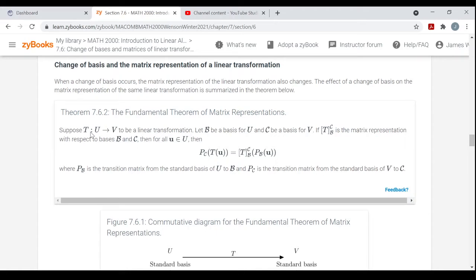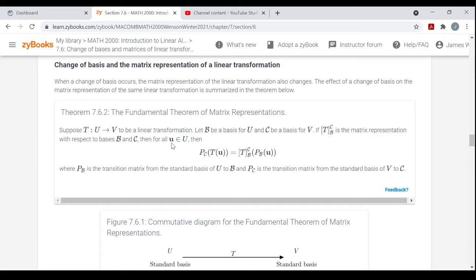So suppose T is a transformation from U to V, and it's a linear transformation. Say B is a basis for the domain, and C is a basis for the codomain, and this is the matrix representation with respect to bases B and C, right? The notation you've been seeing.